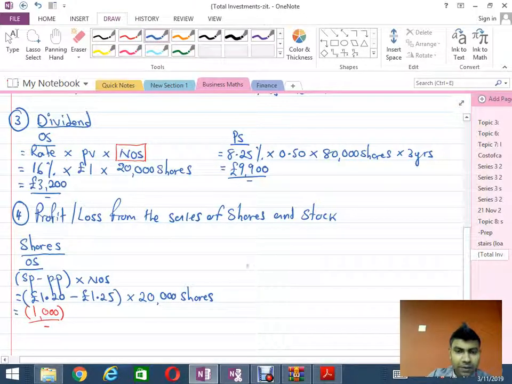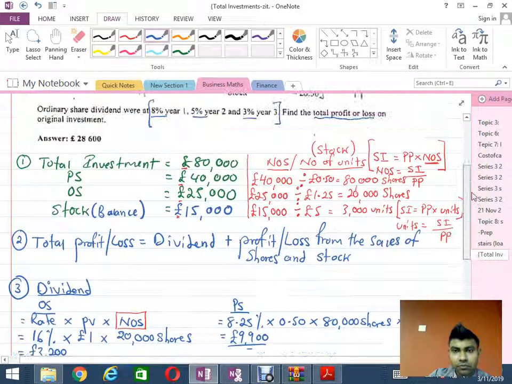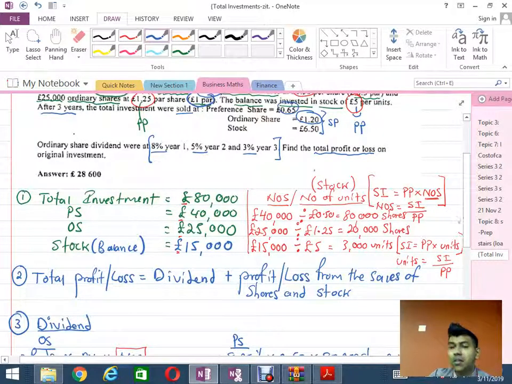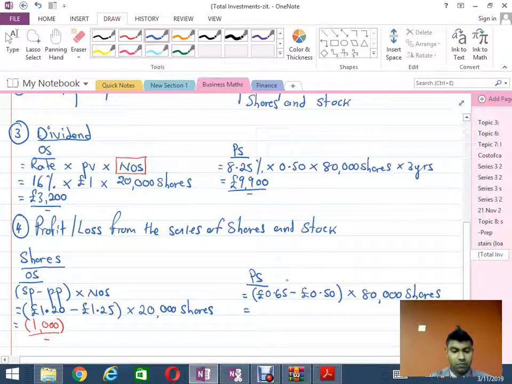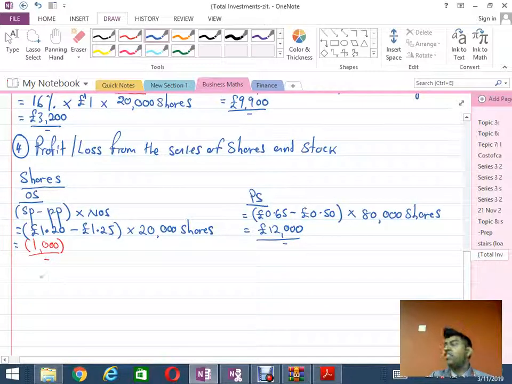Okay. Next, preference share. Same formula, straight jump into the working. What is your selling price? 0.65 minus your purchase price 0.5 times with what? 80,000 shares. So you will get 12,000 profit, correct? Check. So we will be done with the shares.